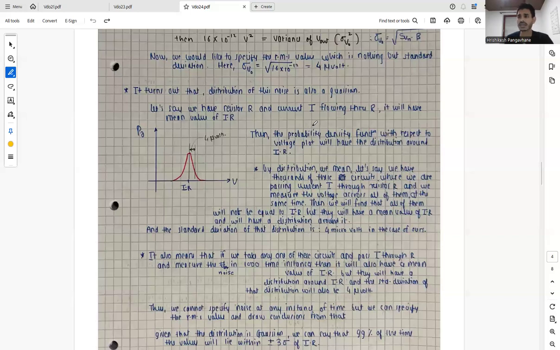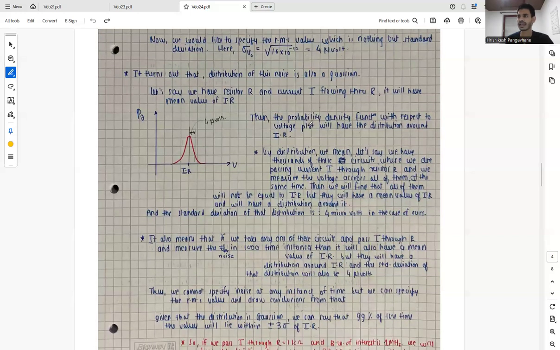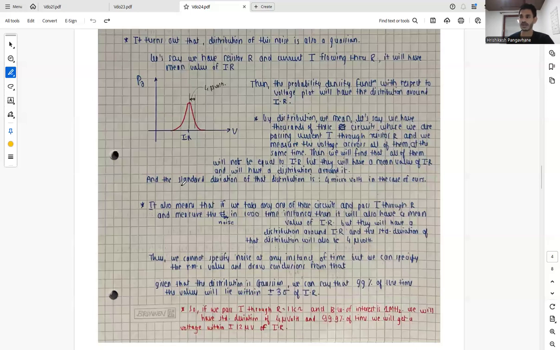So it also means that if we take any one of the circuits, pass the current I through the resistor R and measure the noise, and let's say we measure the noise in 1000 time instances, then it will also have a mean value of IR, and all the 1000 time instances will have a distribution around IR, and the standard deviation of that distribution will also be 4 microvolts. Thus, we cannot specify noise at any particular instance of time, but we can specify the RMS value and draw conclusions from that.